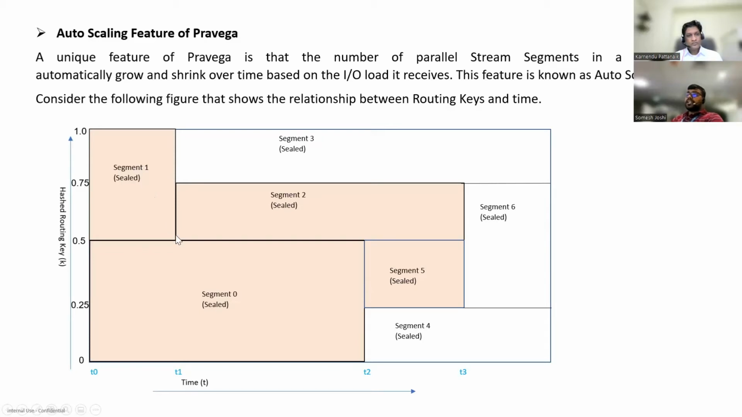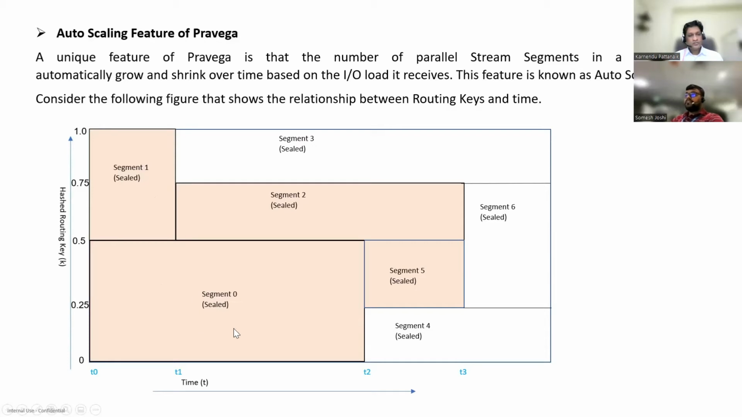So at t1 time interval, we can consider segment 0 has been consistently receiving a constant amount of IO load which didn't match the defined threshold. Hence, there was no split operation being observed.